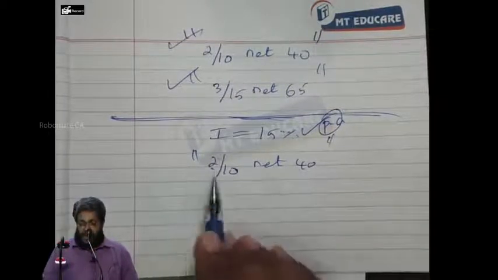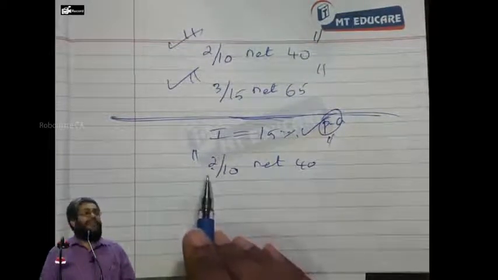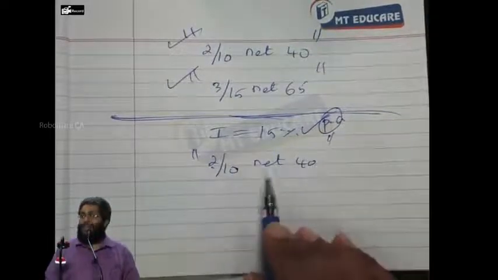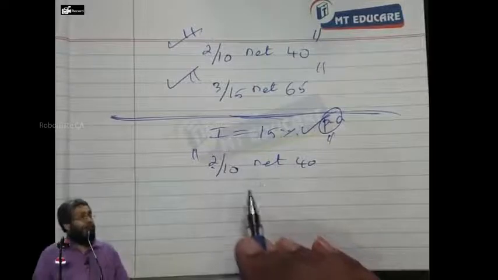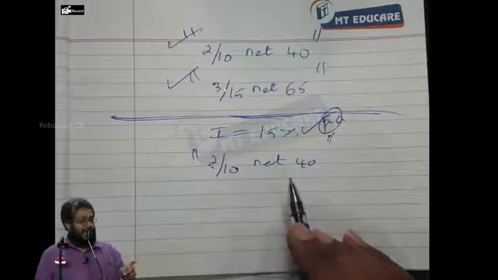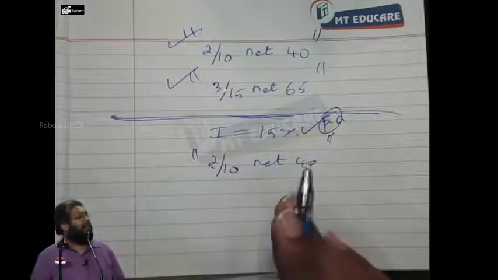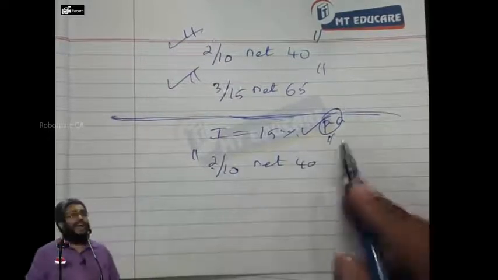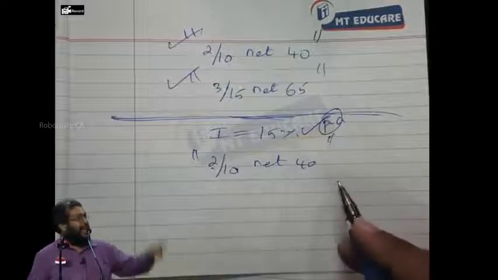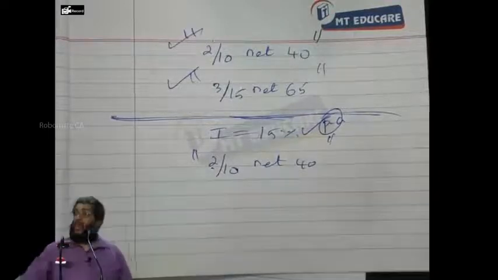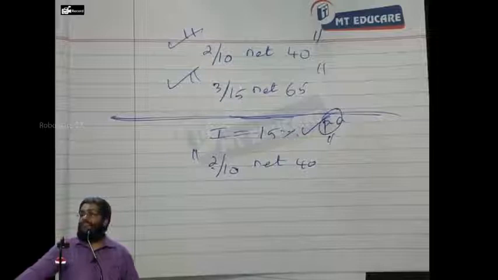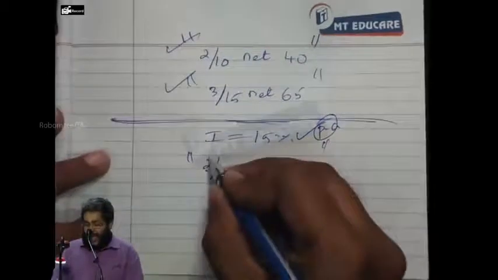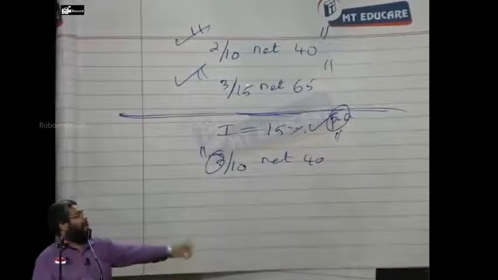But I don't pay 2% to get the money 1 year earlier. I pay the 2% to get the money only 30 days earlier. 2% is the cost of getting money 30 days earlier and not 1 year earlier. This is a non-annualized discount, and this is an annualized interest rate. These two cannot be compared. Can I compare an annual benefit with a non-annual cost? Not possible. So first I should annualize the cash discount and then compare.